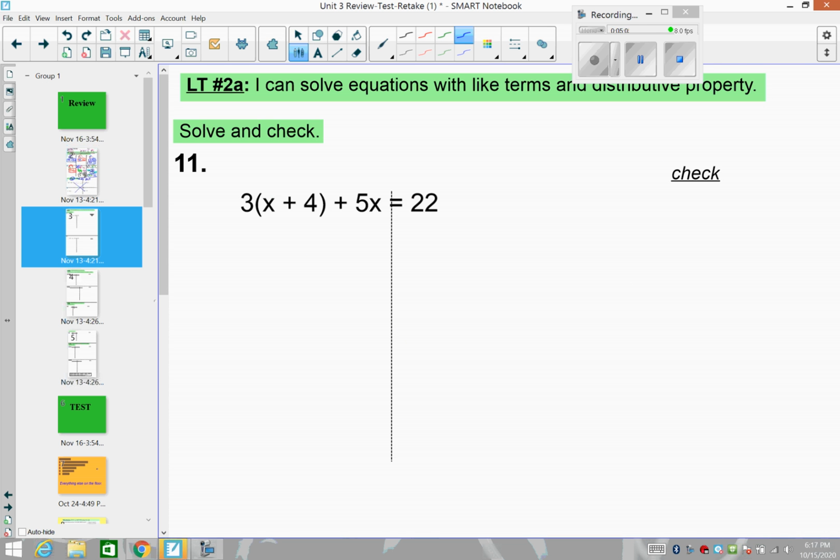Question 11 asks us to solve the equation, combine like terms, and use the distributive property. Now you'll notice in this that they're not always going to be nice integer answers. We might have some rational numbers, some fractions, decimals, things like that.